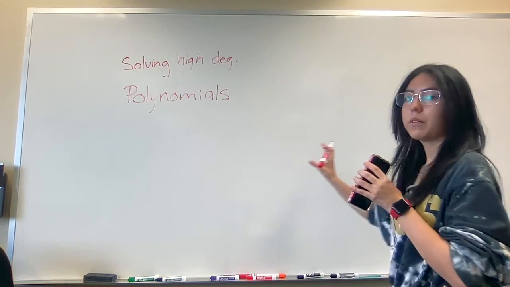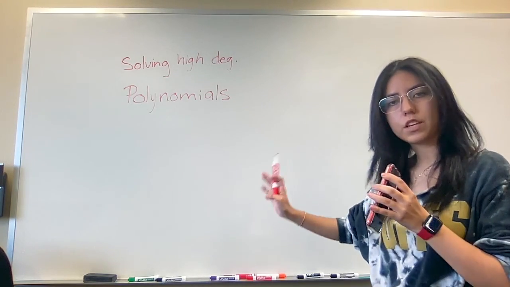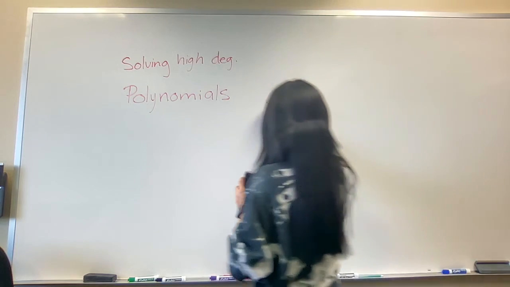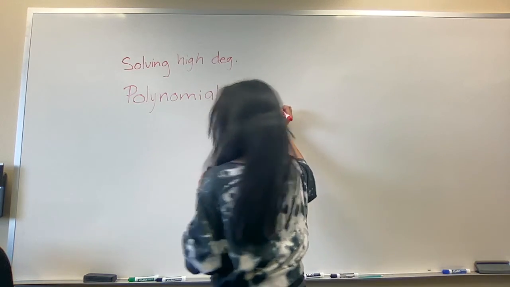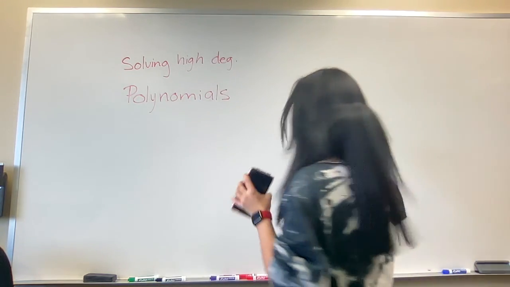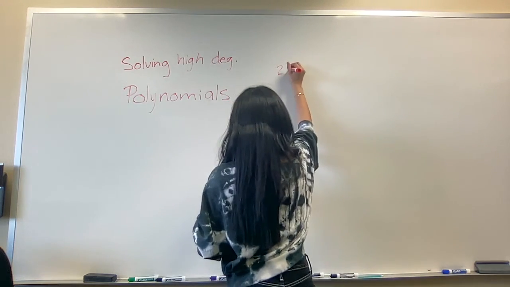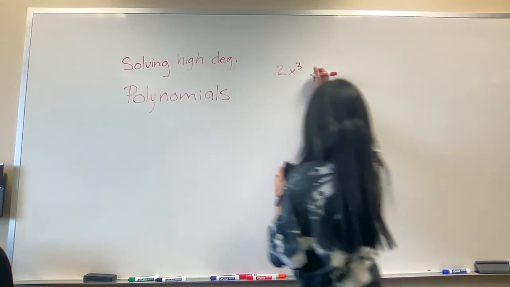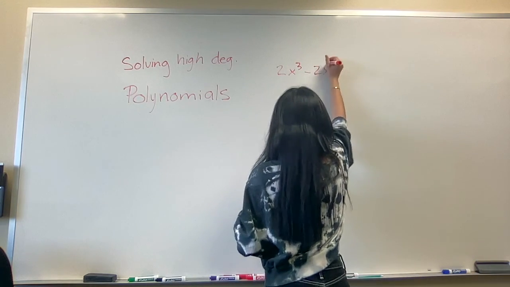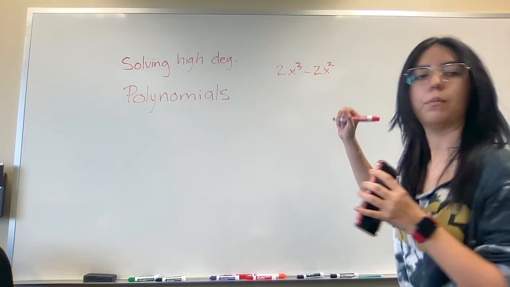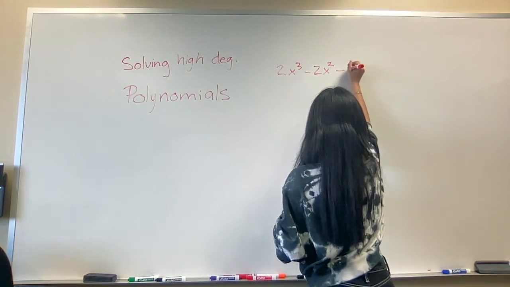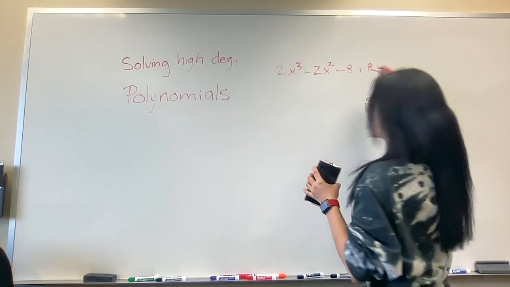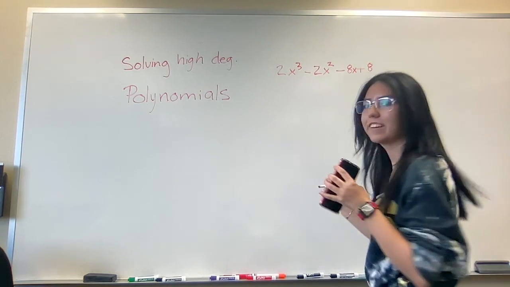So for those of you who found it a bit confusing or didn't understand it quite well, we're going to do more of the graphing part. So let me give you an equation. 2x cubed minus 2x squared minus 8x plus 8.